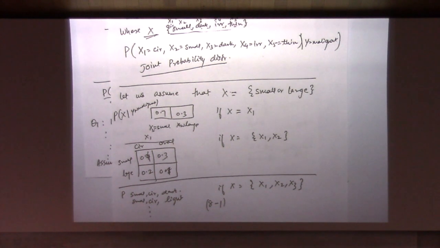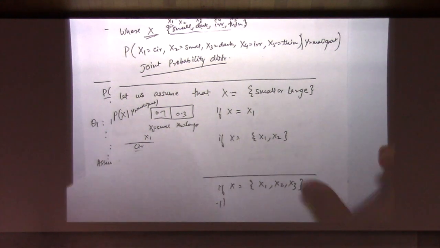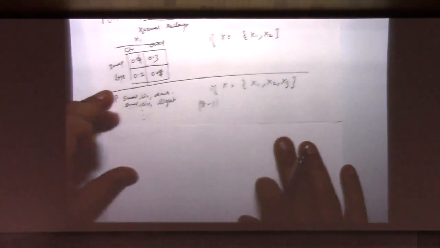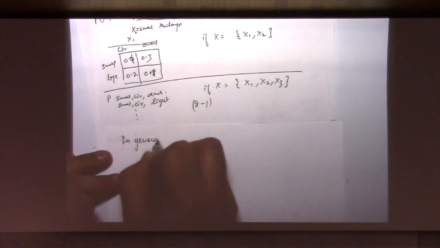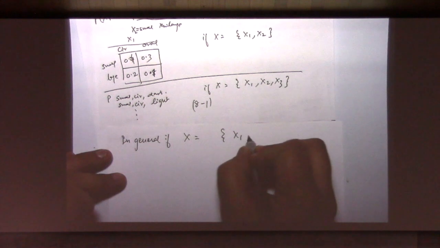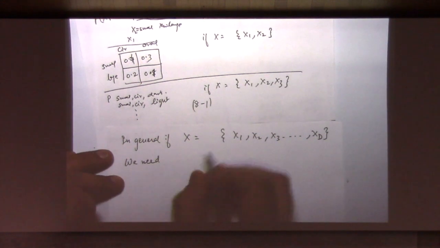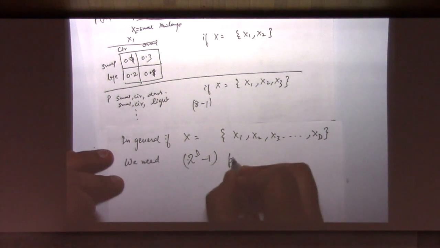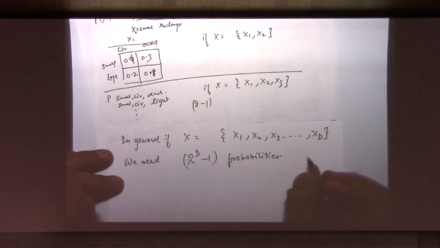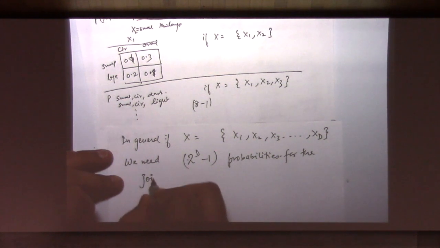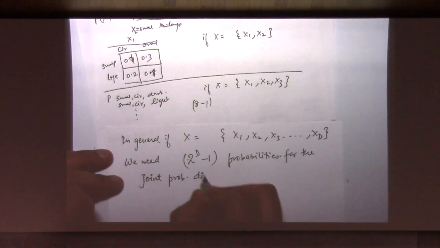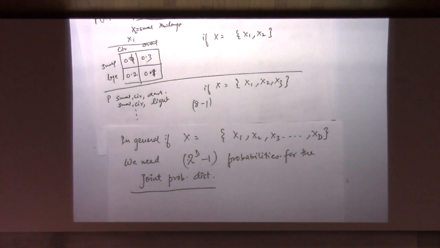So this can go on. If you have d attributes, then to compute this joint probability distribution, you will need 2 to the power d minus 1. So in general, if x is composed of d binary variables, we need 2 power d minus 1 probabilities for the joint probability distribution. Right? Is that clear? Because a joint distribution is nothing but probabilities for all possibilities, right?